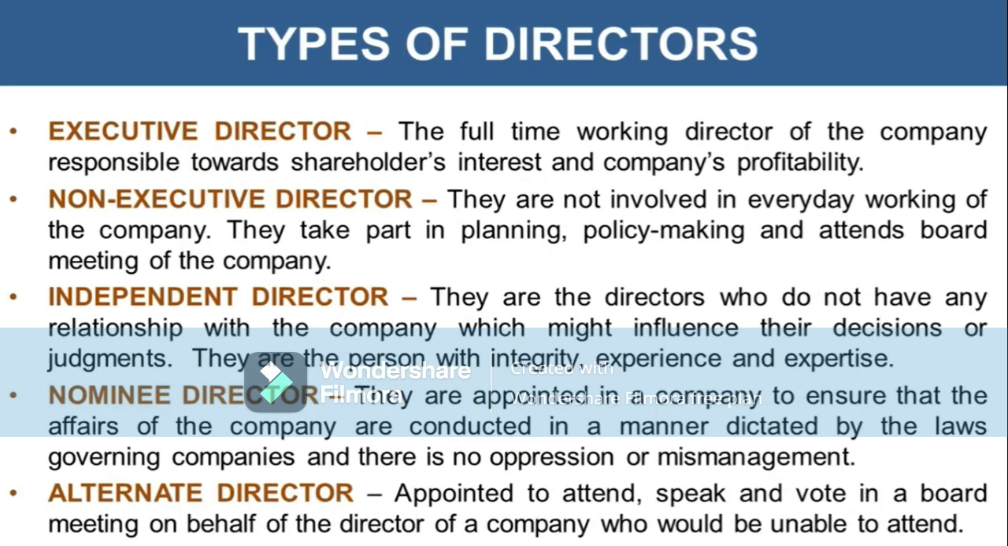After directors, different types of directors are there: executive director, non-executive director, independent director, nominee director, alternate director. So who is an executive director? Executive director means he is considered a full-time working director. He will be involved in policy making, decision making, each and every thing in the internal affairs of the organization. He is responsible towards the shareholders' interest and at the same time the company's profitability also. So that person is considered the executive director.